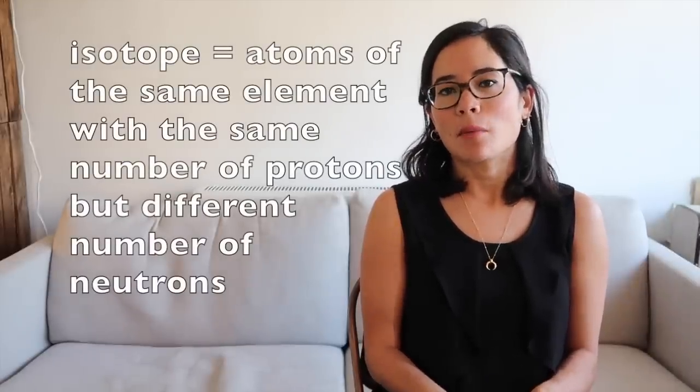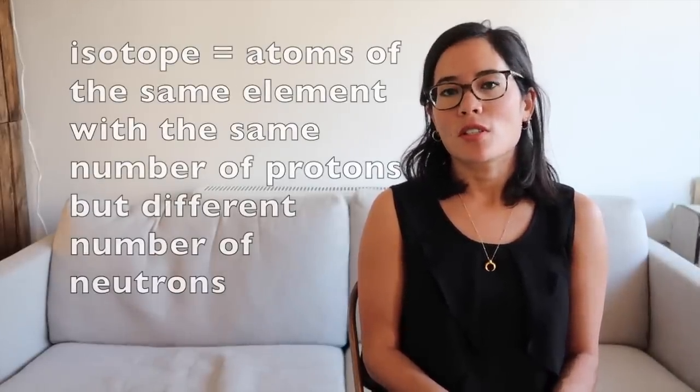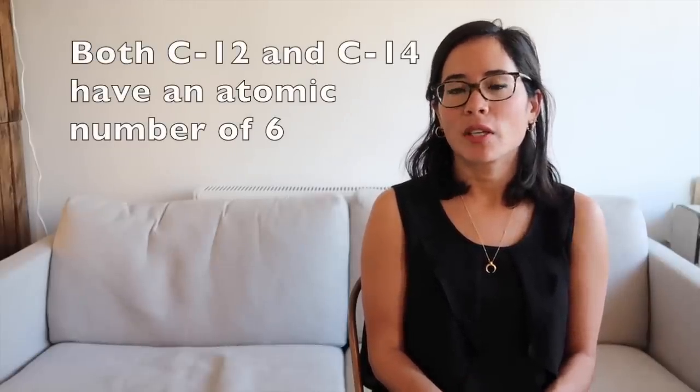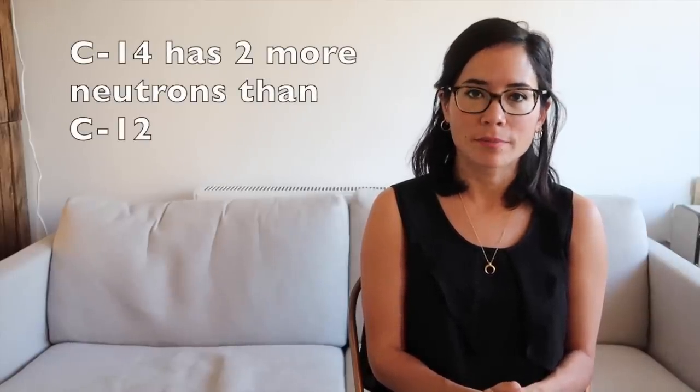You've probably met isotopes in chemistry, so things like carbon-12, carbon-14. Remember that these are atoms of the same element with the same number of protons but different number of neutrons. If we look at carbon-12 and carbon-14 in the periodic table, they both have an atomic number of 6, which makes sense because they're the same element, which means that they must have the same atomic number. Their mass numbers are different though. Carbon-14 has 2 extra neutrons when compared with carbon-12.